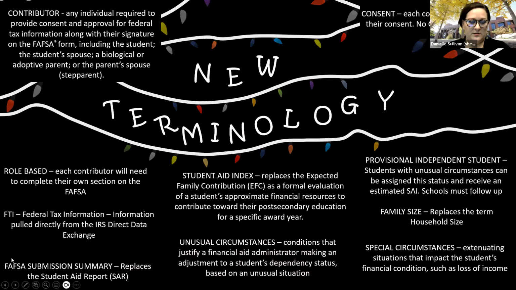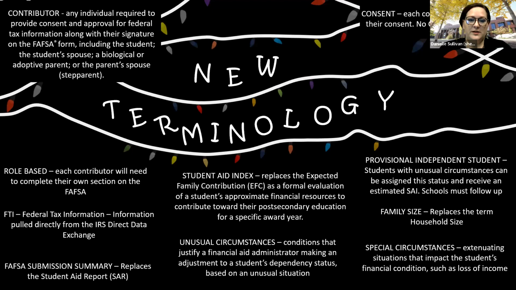Next slide, please. So let's get into some of our new terminology. I put the important ones at the top, contributor and consent, because we're moving to a role-based completion process. So role-based, that means each contributor will need to complete their own section on the FAFSA. So that means the parent will need to complete their own section and the student needs to complete their own section, and neither the twain shall meet. So the student won't be able to do the parent section and the parent won't be able to do all of the student section. They still can do some of the student portion, but not the entire thing like they can now, except the signature.